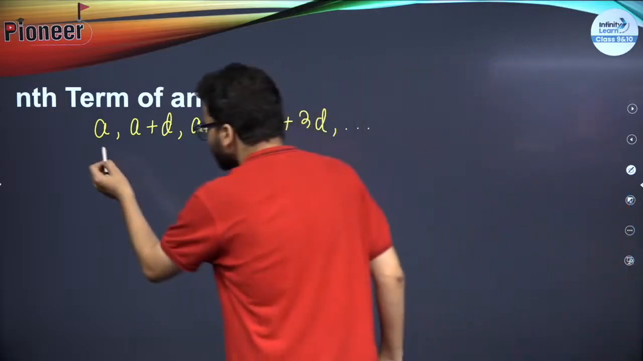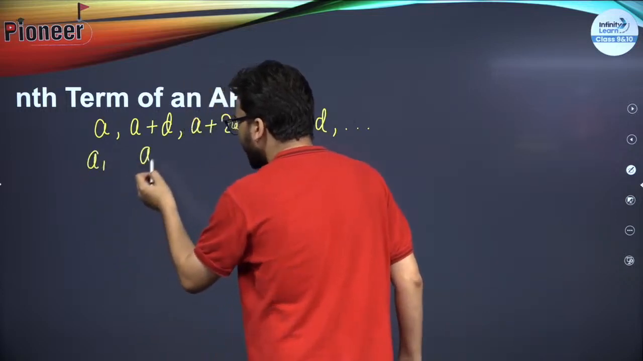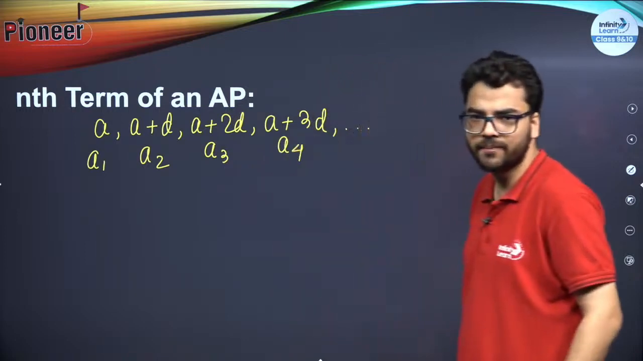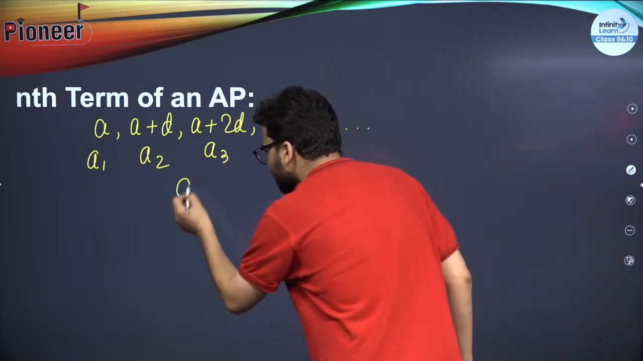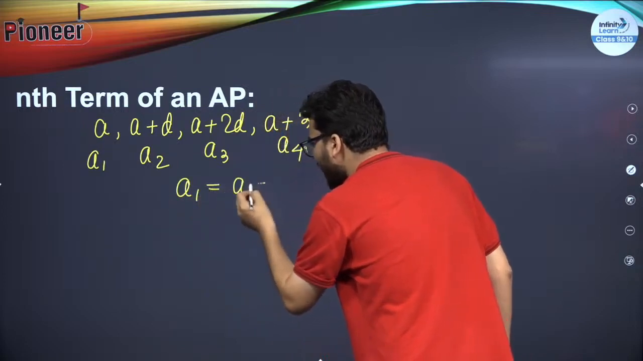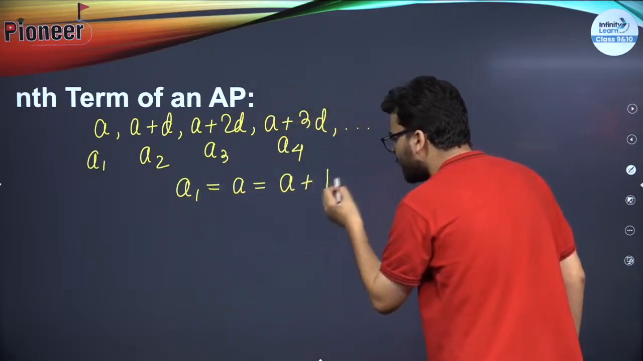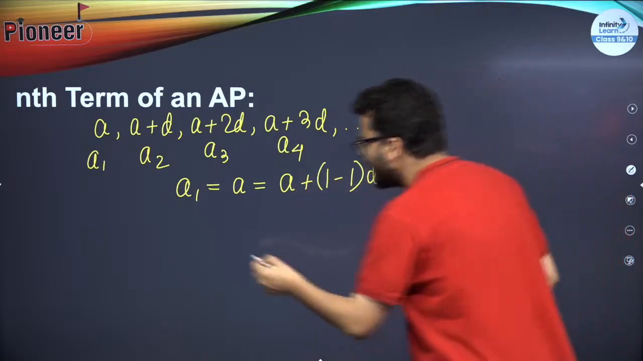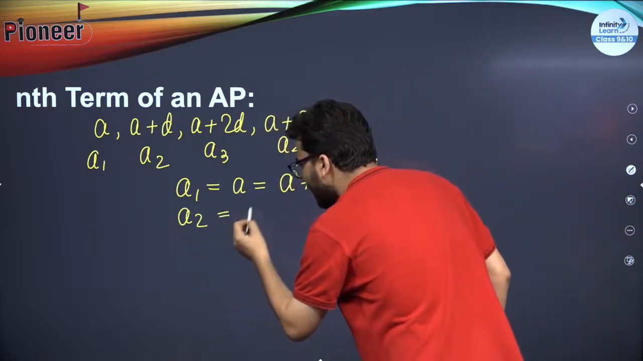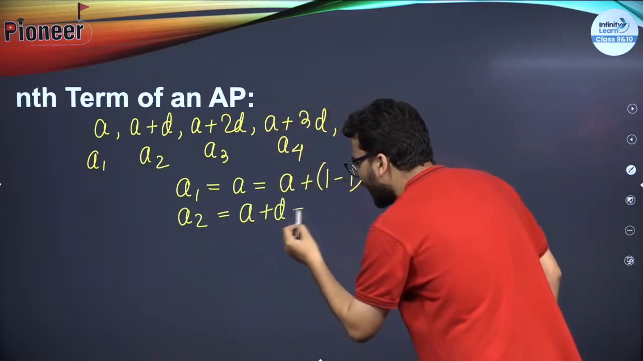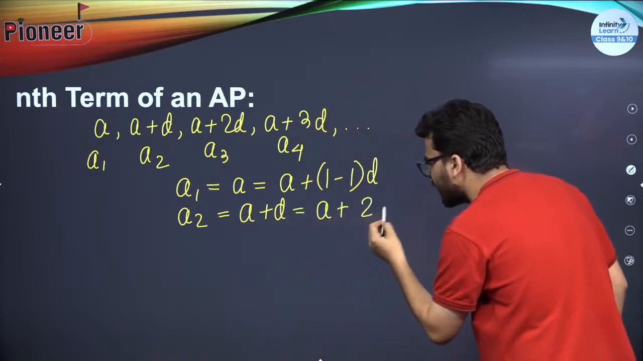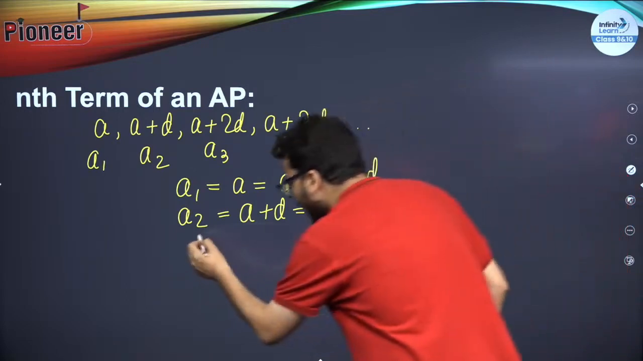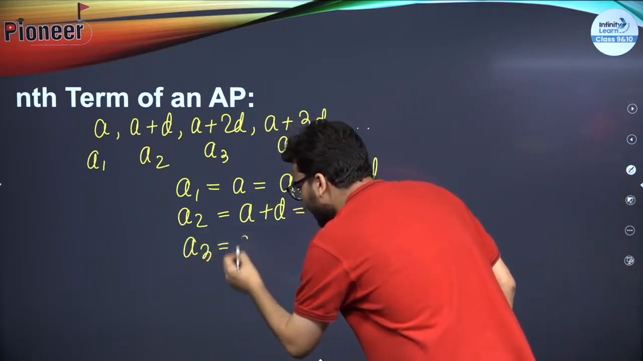So can I not say that this is the first term, A1, this is A2, this is A3, this is A4? Can I say that over here? Now what is the first term? First term is A. So can I write A like this? A plus 1 minus 1 into D. Do you agree with me, guys? In the same manner, A2 is what over here, guys? A2 is A plus D. So can I say it is A plus 2 minus 1 into D? Do you agree with me, guys? In the same manner, if I write A3, it is nothing but A plus 2D.